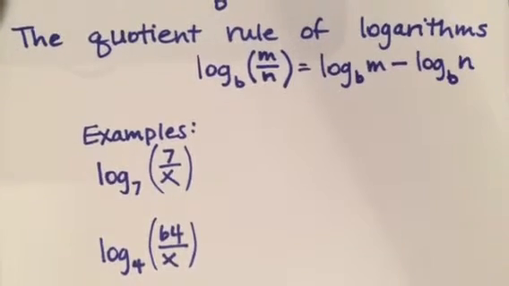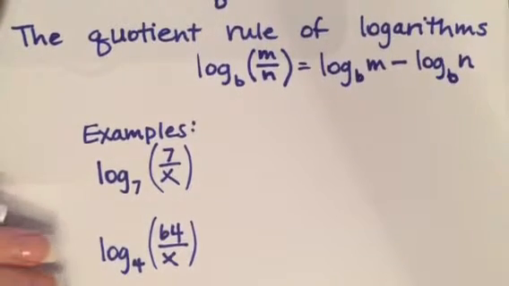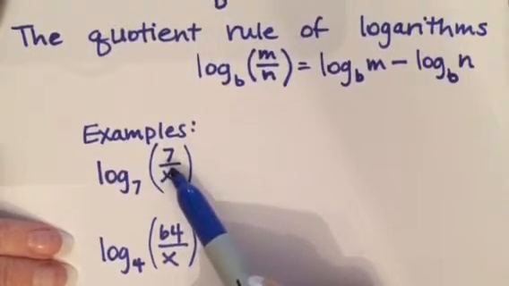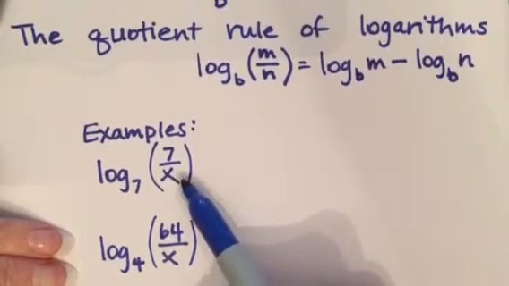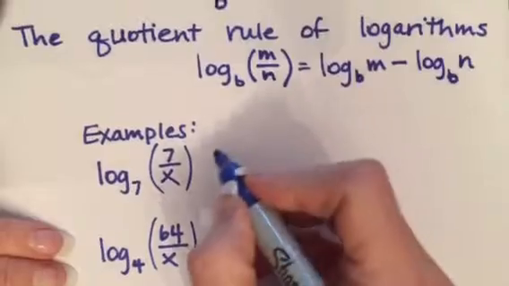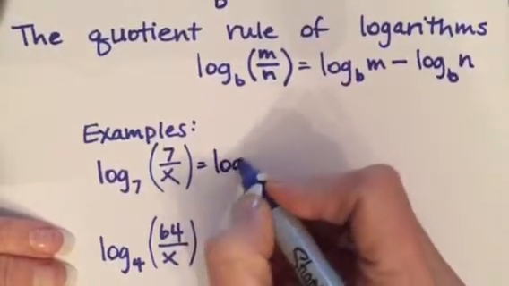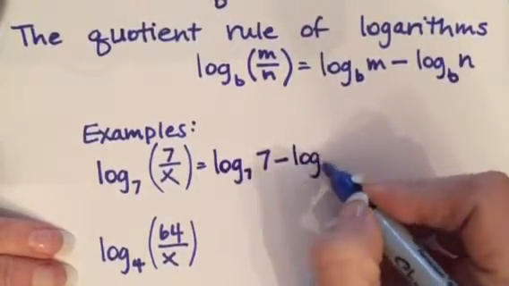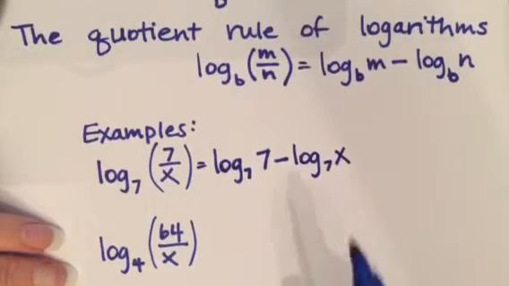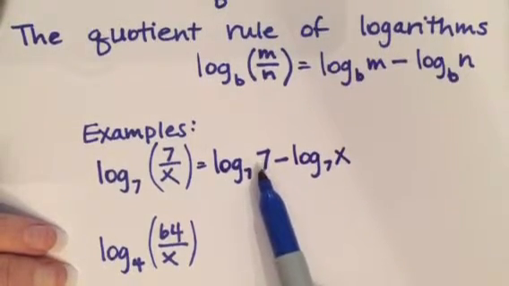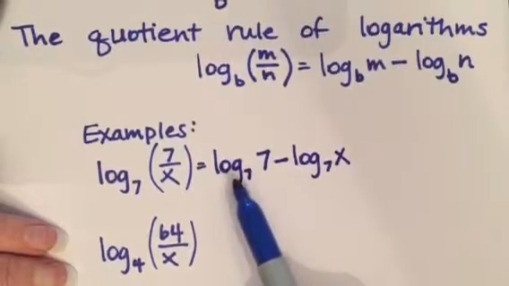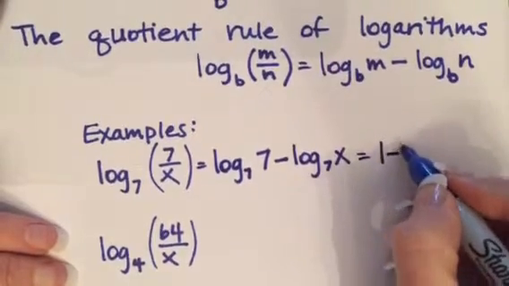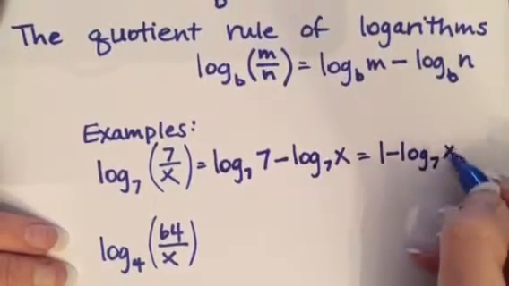Here are the first 2. Log base 7 of 7 divided by x. Okay, so we have a quotient, which means we can break this apart into 2 different logarithms separated by a subtraction sign. So we have log base 7 of 7 minus log base 7 of x. And now we notice that log base 7 of 7 can be simplified, and it does in fact simplify to just the value 1. And so this goes just a little bit further, and we say this is equivalent to 1 minus log base 7 of x.